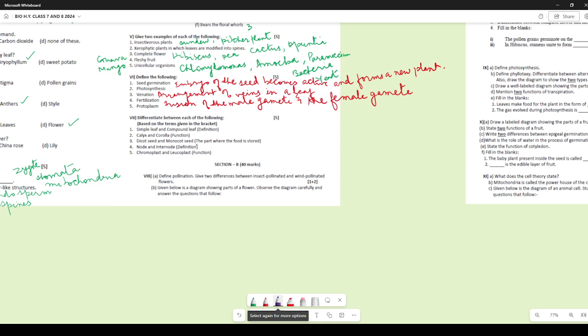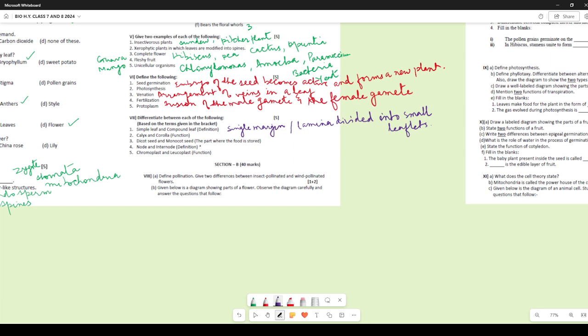Simple leaf has a single margin, right? So in a simple leaf there is a single margin or single lamina. There is only one lamina. But in a compound leaf, the lamina is divided into small leaflets, right? Small leaflets.